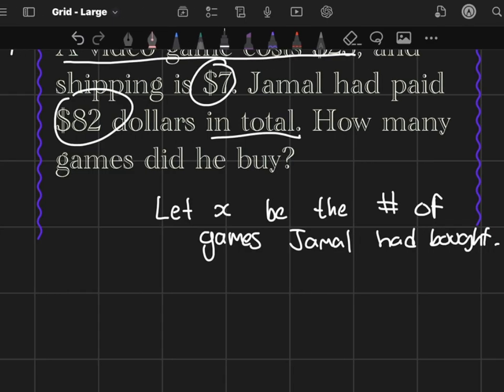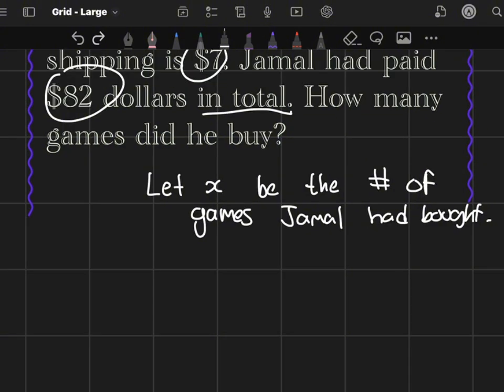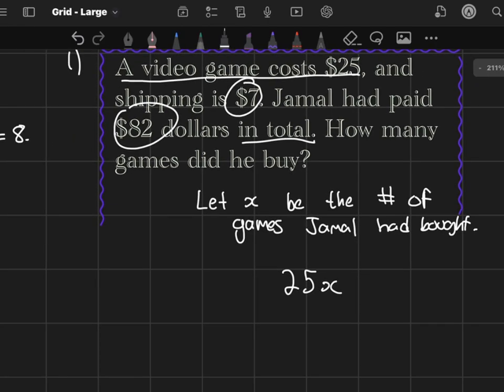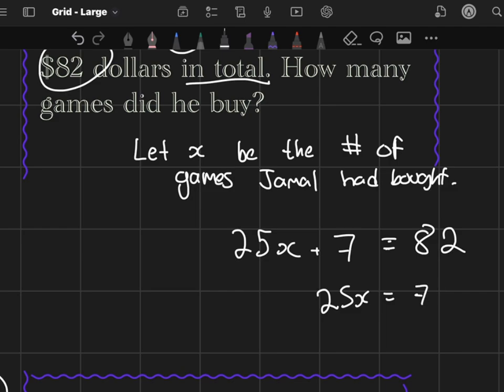The question tells us that the video game costs $25. This means that each of our video games will be worth $25, 25x. Then, since we know that the shipping is $7, we add 7. If he had paid $82, then we could finally have an equation that lets us solve for x. Here, we should subtract 7 on both sides. Then divide by 25 to get us x is equal to 3.